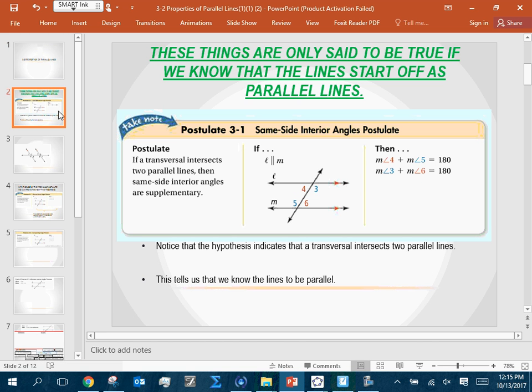The first property is actually a postulate. It says if a transversal intersects two parallel lines, so you start off with that information, that's the picture you have in front of you, and you know that's a true fact, then from that, what do you gain? In this case, we gain the idea that same side interior angles are supplementary.